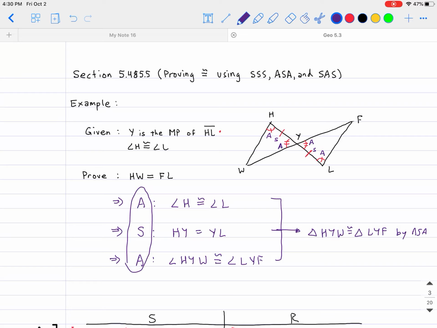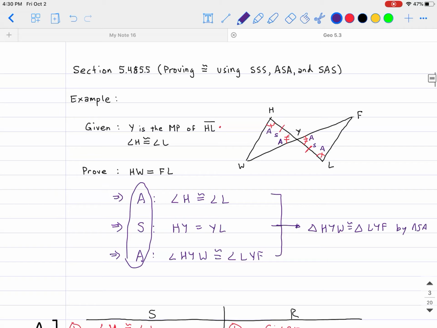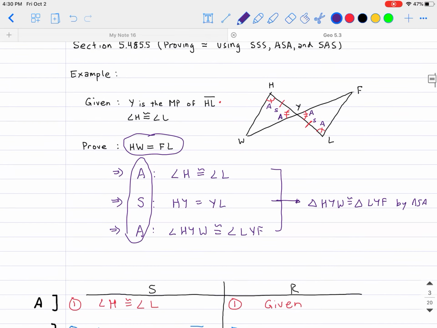And I need to do it in this specific order of ASA because I want to show specifically ASA. If you show the side, then the angle, your reader might get confused and think that you're going to show an AA proof, which is not what we want to do. But there you go. That's the idea behind it. And once we show that the two triangles are congruent to each other, then we can say that the side HW is equal to FL because corresponding parts of congruent triangles are congruent.